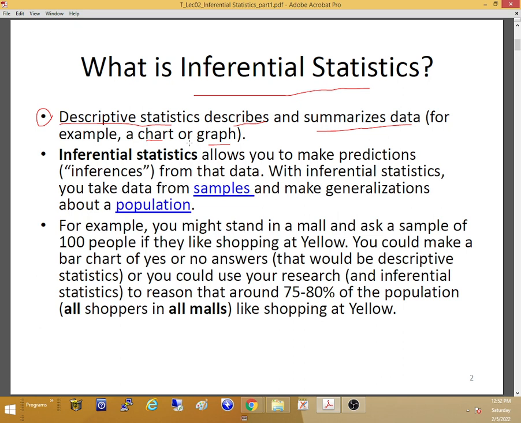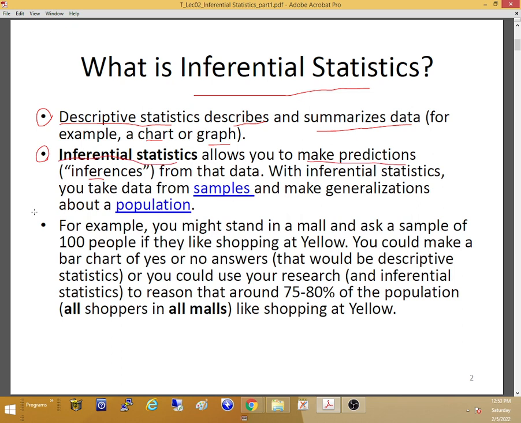So here the inferential statistics allows you to make predictions, that is the inferences from the data. Using the inferential statistics, maybe without collecting the data from the whole population, we can just take a sample of the population and use the samples to make some predictions or infer something. So this kind of statistics we usually call the inferential statistics.